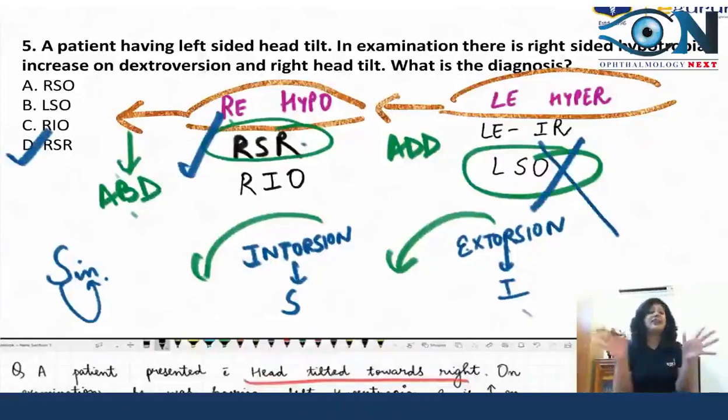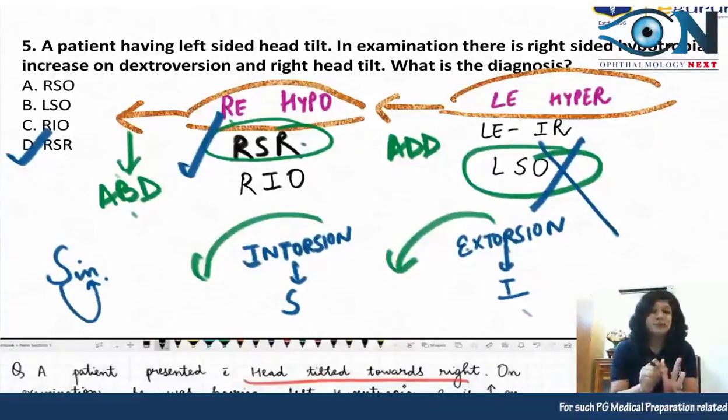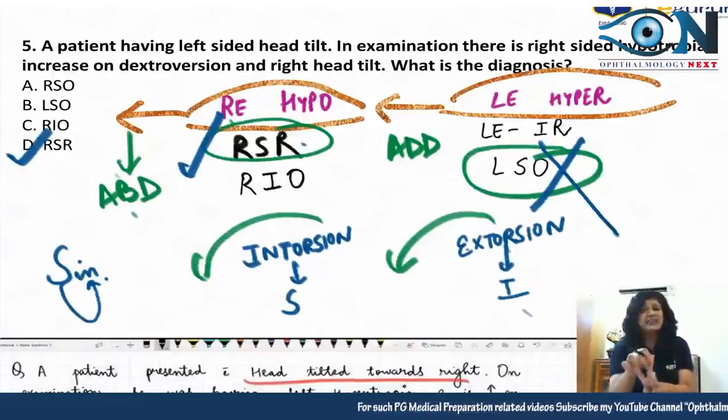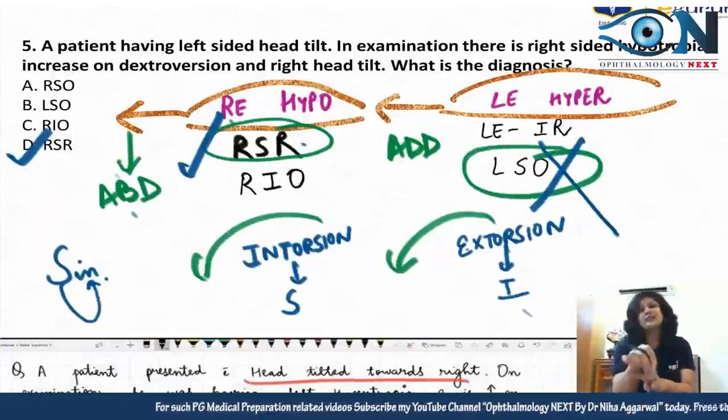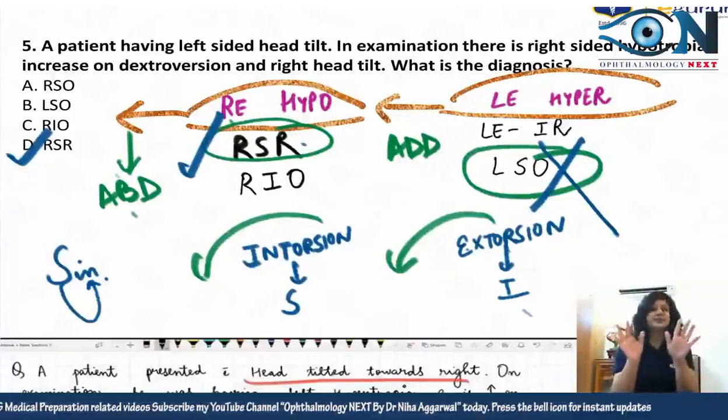Don't see anything else, just follow 3 steps. See in which eye we have hypertropia, in which gaze it is increasing, and in which head tilt it is going on. You are there with the answer.